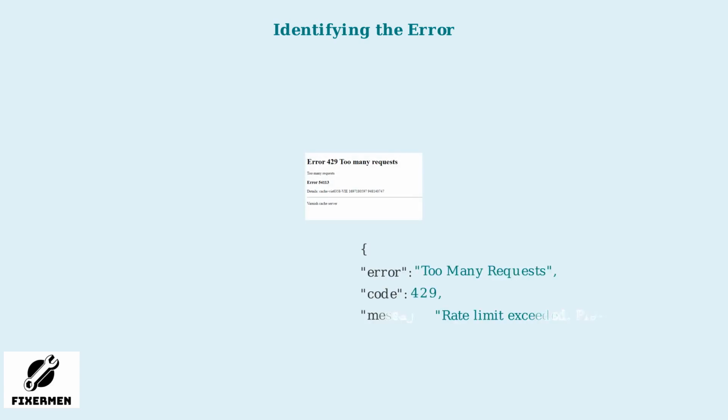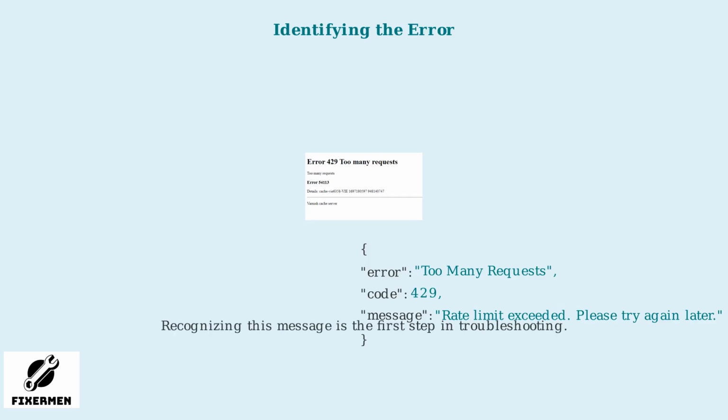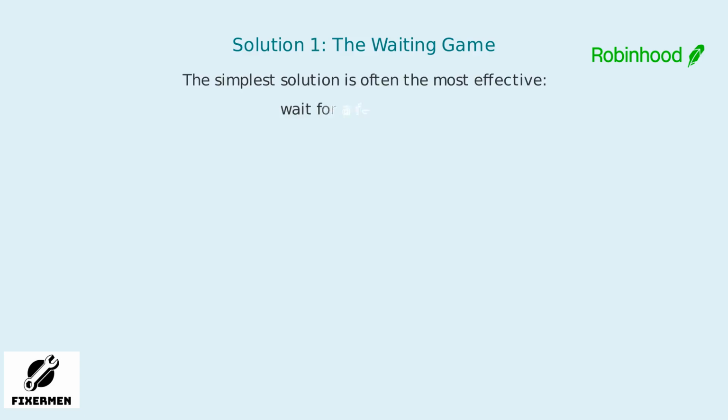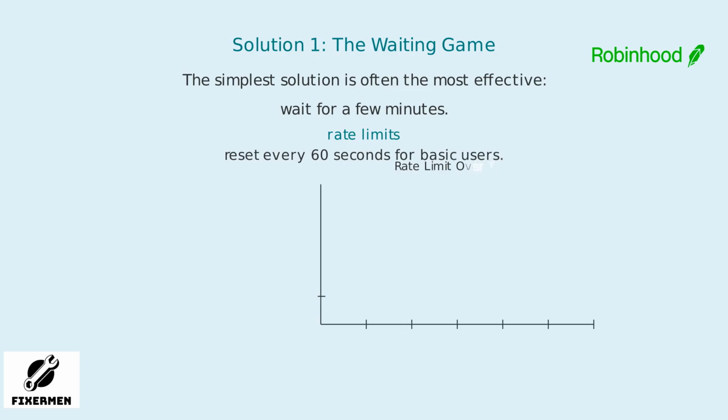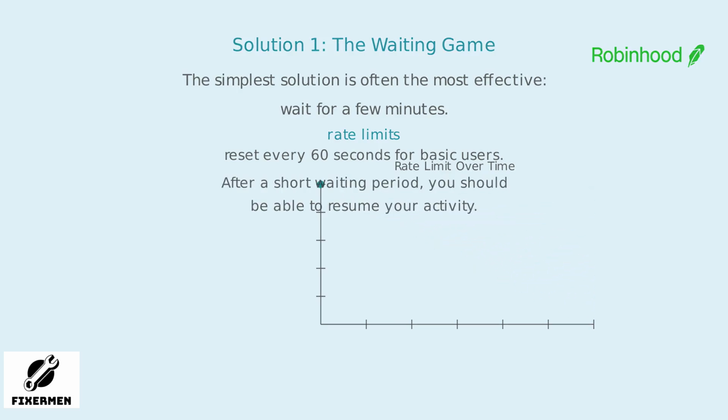The error typically appears as a JSON response with the message "too many requests," a 429 code, and an instruction to try again later. Recognizing this message is the first step in troubleshooting. The simplest solution to Robinhood's Error 429 is often the most effective. Wait for a few minutes. The platform's rate limits reset every 60 seconds for basic users, allowing you to resume activity after a short waiting period.